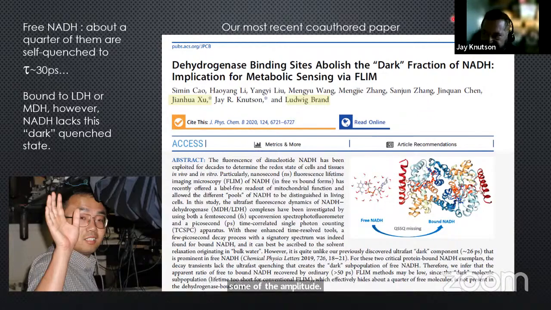And this is our most recent co-authored paper with Zhanhua, who's now in Shanghai, and they've just escaped shutdown. I hope they don't get shut down again.